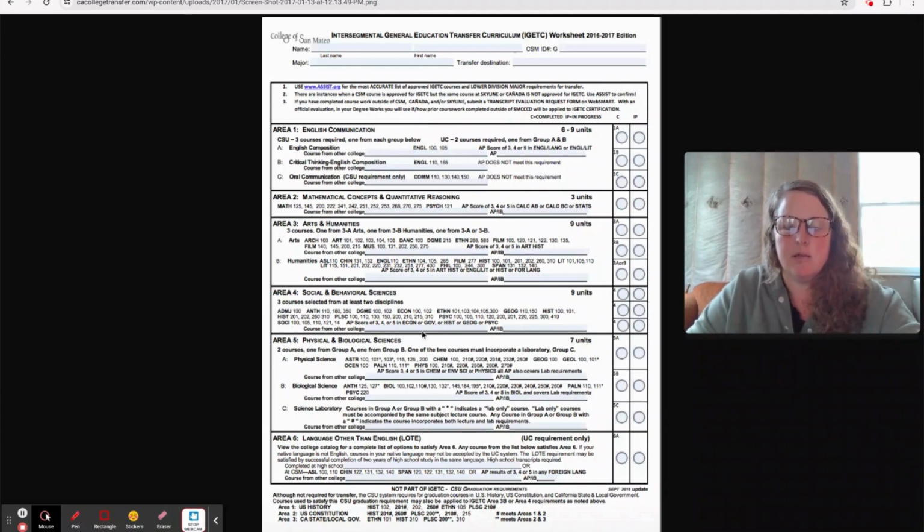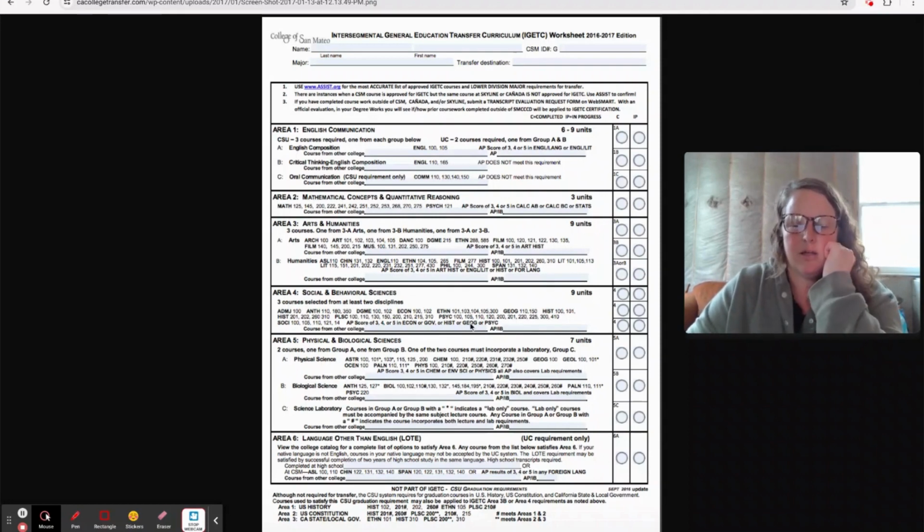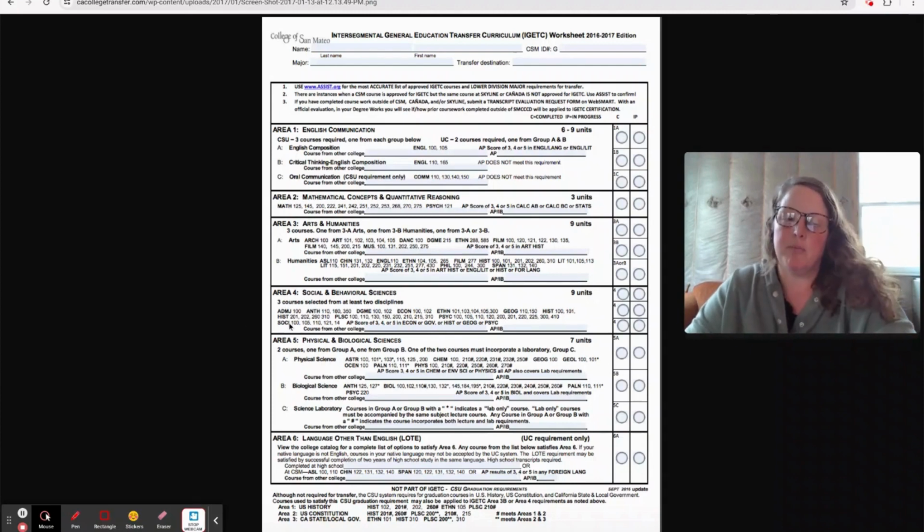Psychology, sociology. Okay, and it says an AP score of 3, 4, or 5 in econ or government or history or geology or psychology would cover these. So I'm not sure how it works, but if you had an AP of those scores from econ, history, and psychology, maybe all of this is covered and you don't even have to take those. So whichever 3 courses selected from at least 2 disciplines, you would have to pick 2 separate ones and take at least 3 courses. Checked off this.